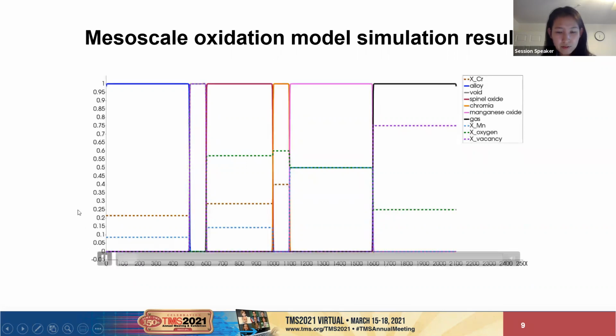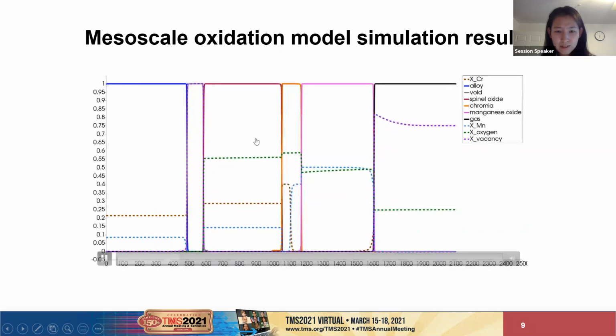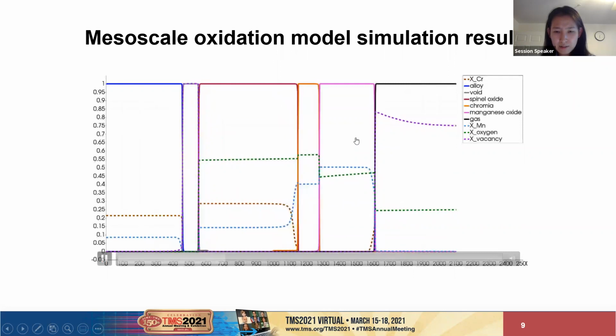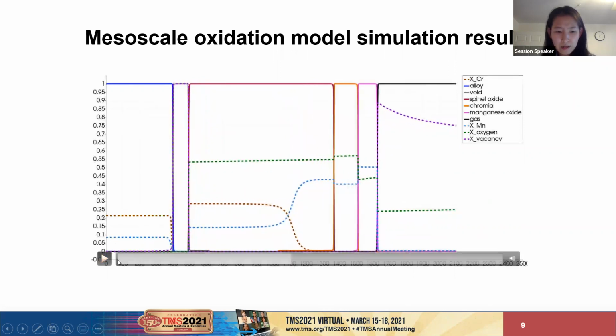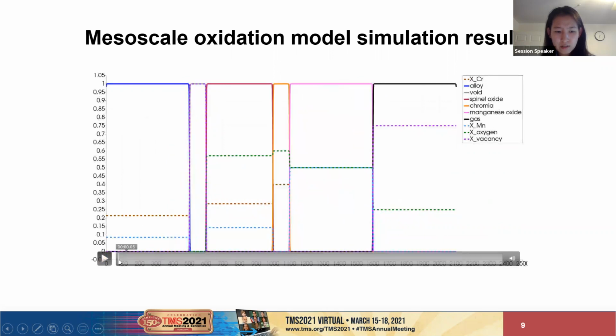So let me play this video. And immediately we can see that the manganese oxide phase is shrinking. Sorry, I need to first say what each of these phases are. So from left to right, we have the alloy phase, the void phase, spinel oxide, chromium oxide, manganese oxide, and the gas phase. So let me play this again.